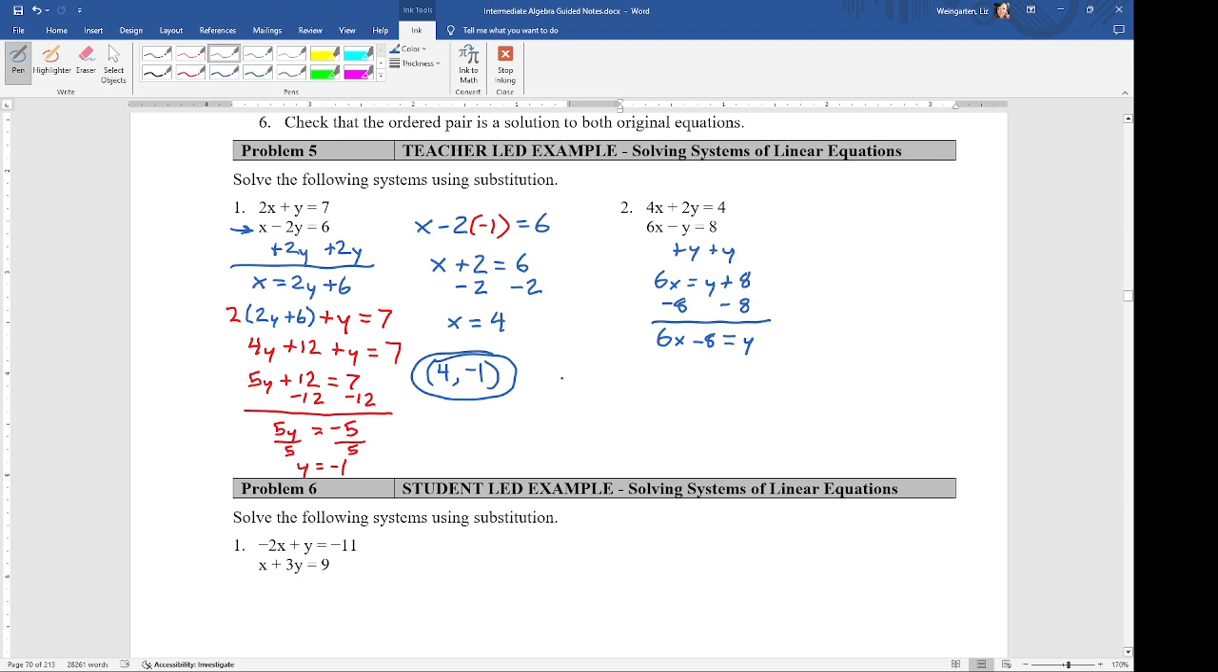Now I can substitute this in for y in the first equation. So everything else will stay the same. It's just y has now turned into 6x minus 8. I will start by distributing the 2. I'll combine like terms. I will add 16 to both sides. Divide both sides by 16. And simplify.